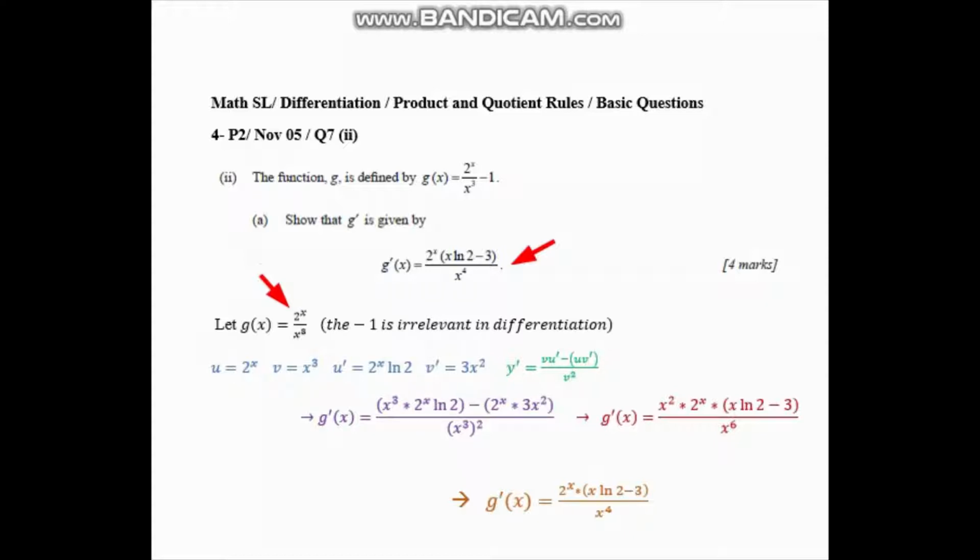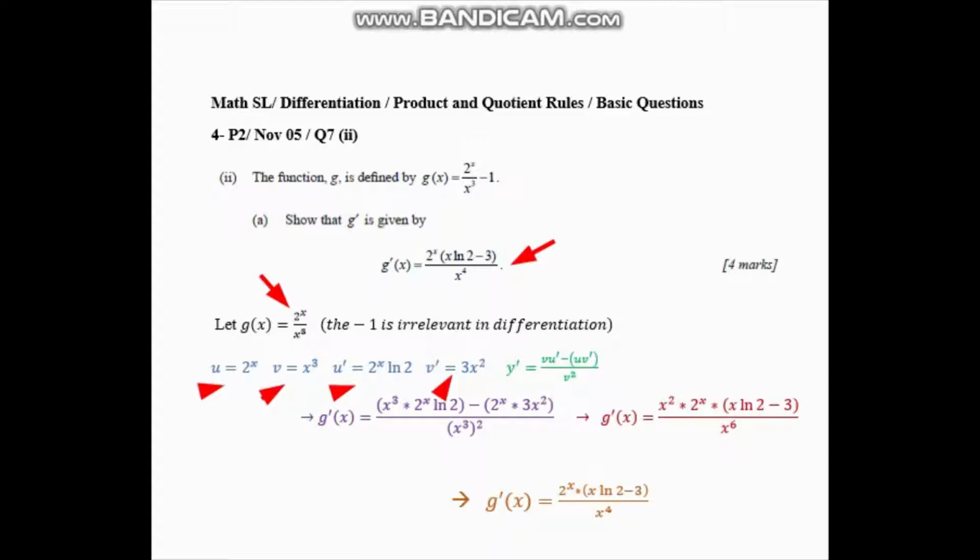This is a quotient rule question, obviously, because we have two different functions of x and they are in fraction form, they're divided by each other. So our u is right there, 2 to the power of x, our v is the denominator, x to the power of 3, and we're going to differentiate them to obtain u dash and v dash. So for those of you who are not aware of that, the derivative of 2 to the power of x becomes 2 to the power of x ln 2. The derivative of 5 to the power of x becomes 5 to the power of x ln 5. So you're just going to keep the expression as it is and multiply by the ln of the base.